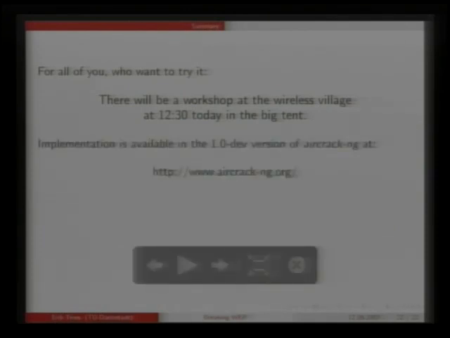And all the implementations are now available in the AirCrack NG tool suite you can find at this URL. But the implementation which has all features I currently talked about is not yet released, so you will have to download the 1.0 dev version from the SVN server. There is a 0.9 version already released which has some of the basics implemented, but the 1.0 dev version of AirCrack NG has all features we have currently seen.